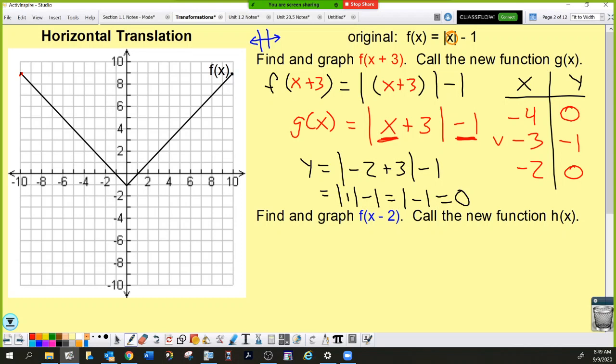Let's plot those bad boys. -3, -1, that's right here. And then my zeros are there and there. This is G. So what happened to the black graph? Which name, sir? Nick, yeah.